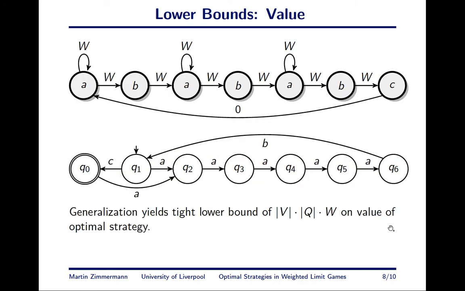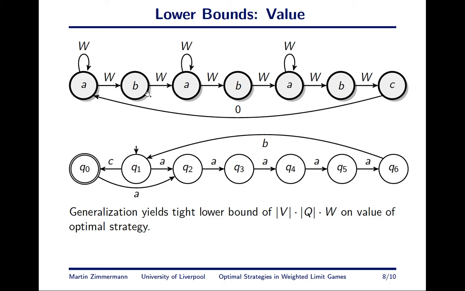So let's first talk about the lower bound on the value. Remember that the upper bound is essentially the cardinality of the set of vertices of the arena times the number of states of the automaton times the largest weight. And if you generalize this example here, you will get a tight lower bound on the value of an optimal strategy. Essentially, we have seen you have to repeat this self loop a number of times that is proportional to the number of states of this automaton.